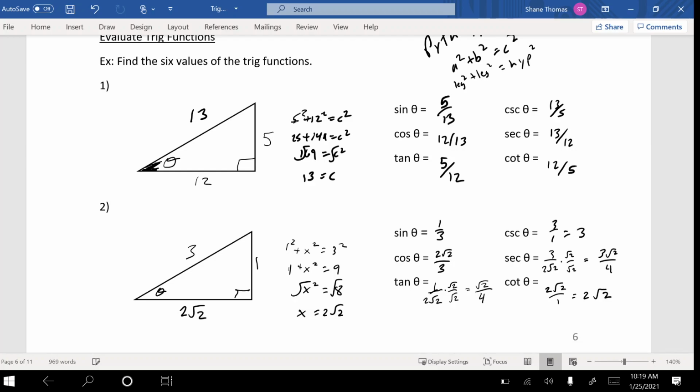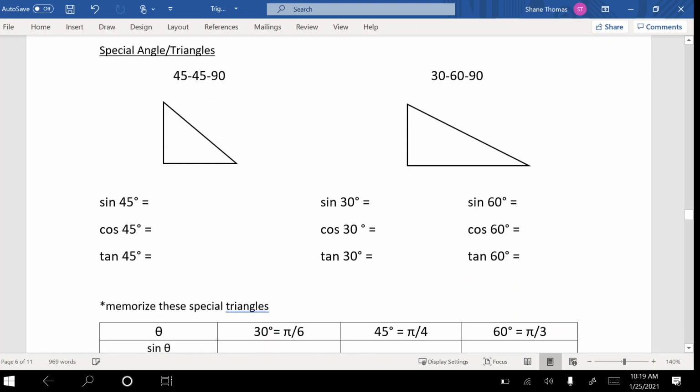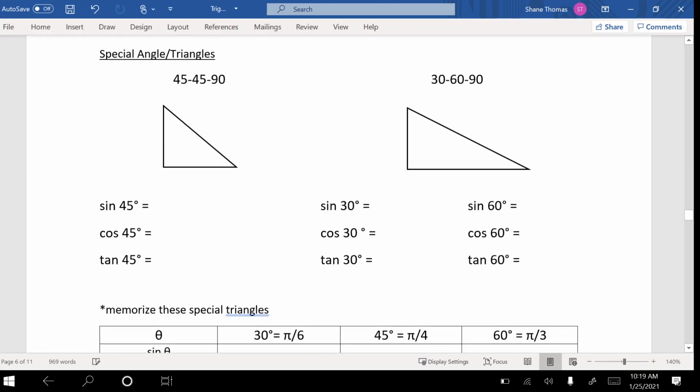All right, so that's how you find the 6 trig values for a triangle. Now, we have a couple special triangles. These special triangles are going to be used over and over and over again. These are going to be the most common ones you have: a 45, 45, 90, and a 30, 60, 90. These would also be a good idea to memorize.